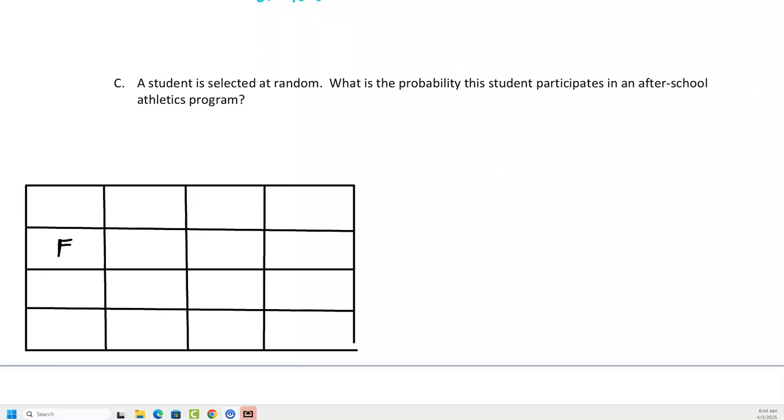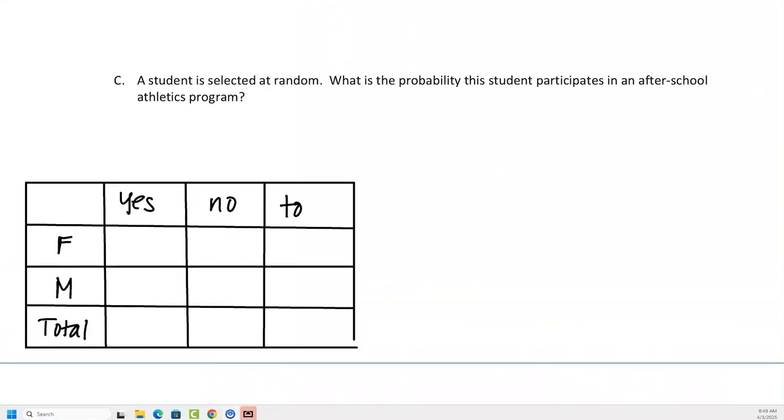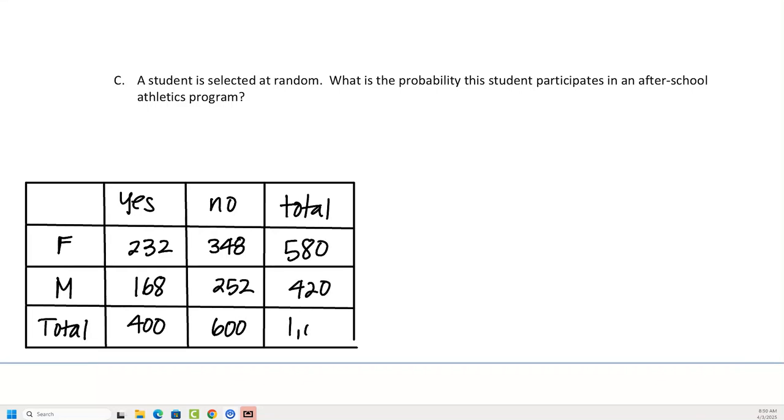Okay, so I'm going to do F for female, M for male, total. Can I write yes for in a program, no for not in a program, and total just for the sake of this problem? And the numbers 232 going down, 168, 400. In the no column, it's 348, 252, and 600. And in this last total column, 580, 420, and 1,000.